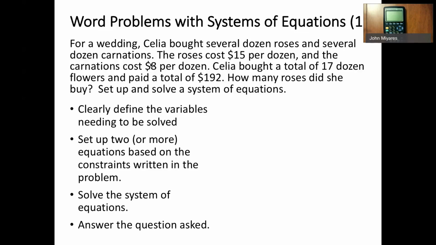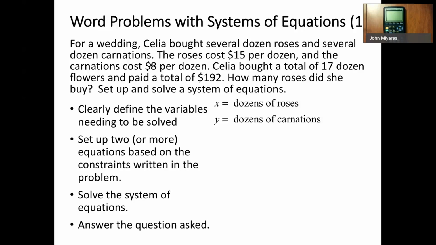Then we answer the question that was asked in the word problem. For this problem, we're trying to figure out how many roses were bought, but we also don't know how many carnations were bought either. So we're going to set up two variables. Let x be the number of roses and y be the number of carnations that Celia bought. Since these problems are all giving units by the dozen, we're going to simplify our problem by letting our values of x and y also be measured by the number of dozen flowers. Otherwise, we're going to have to multiply stuff by 12. The numbers are going to get really big, and it's really just not worth it.